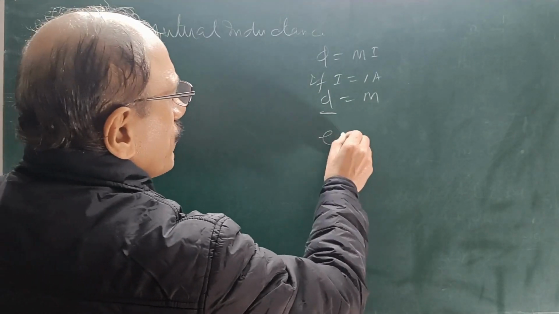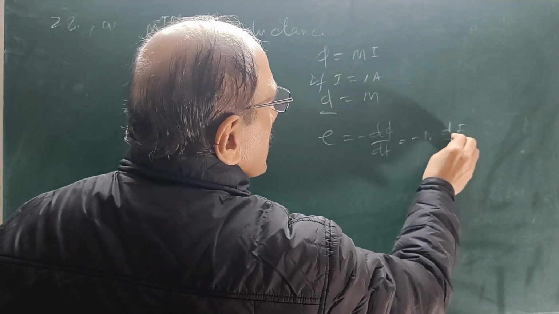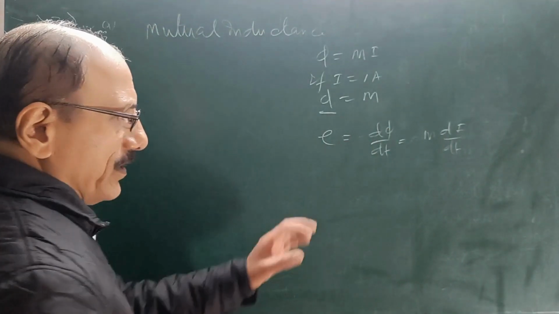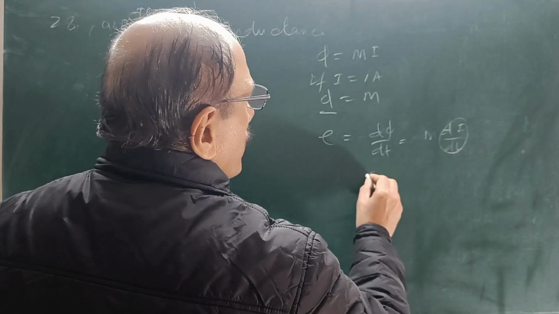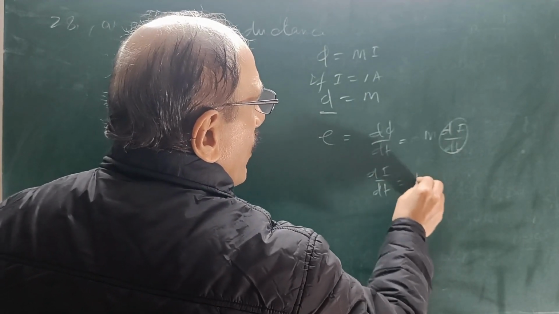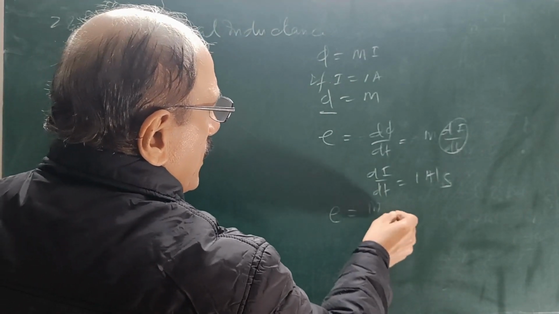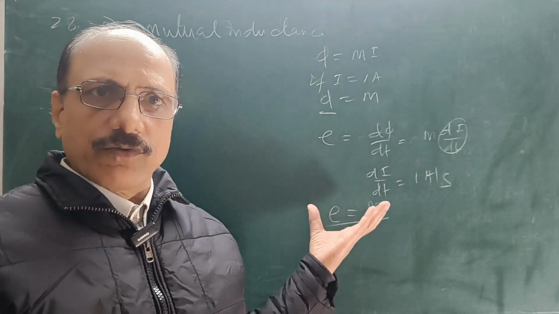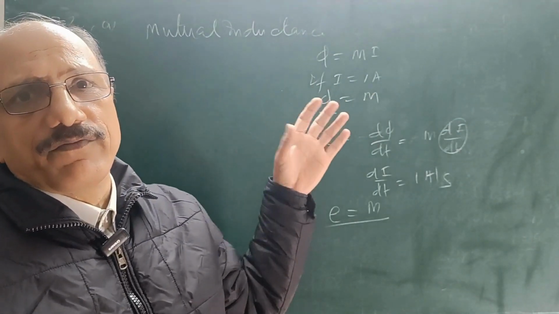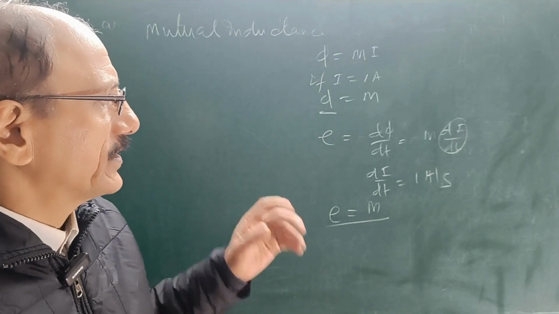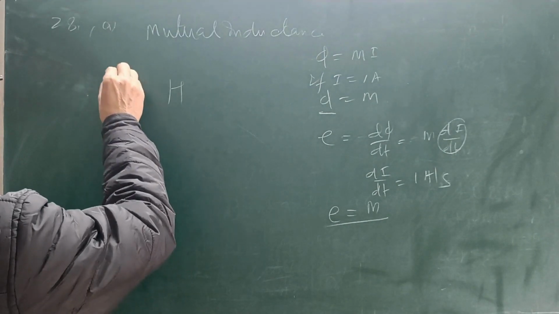Second way, it is E equals to minus d phi by dt, that is minus M dI by dt. If we just neglect this negative sign for the sake of definition, it is only giving the direction. So if dI by dt is equal to 1 ampere per second, then E equals to M. So this way we can define mutual inductance of the two coils is the induced EMF produced in the second coil when the rate of change of current in the first coil is unity, or you can say 1 ampere per second, and its unit is Henry.